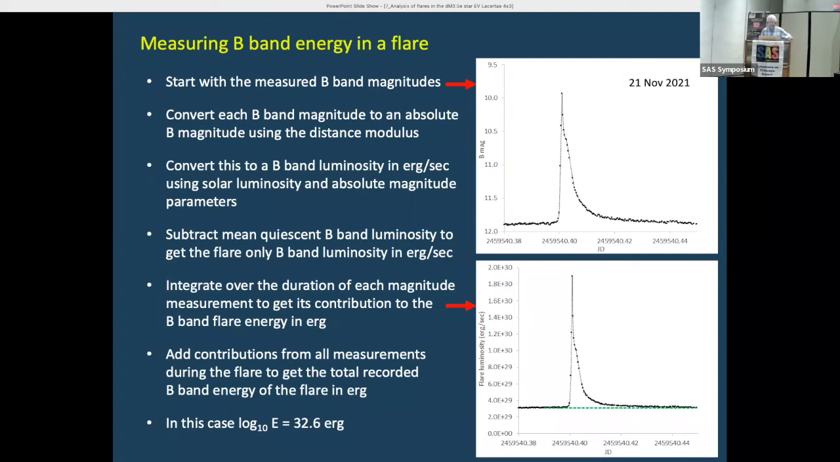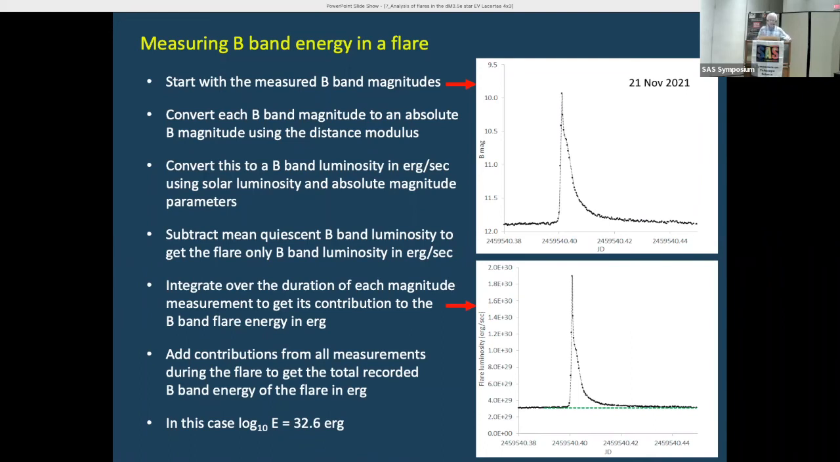Okay, so how do we measure the B band energy in a flare? That's what we're actually trying to get to. So you start with the measured B band magnitudes, and the upper plot there is simply the magnitude plot of the B band magnitude plot of that bright flare on the 21st of November. We convert each B band magnitude to an absolute B magnitude using the distance modulus. So that's taking the magnitude back to what you would measure if you were actually close to the star itself. We convert that to a B band luminosity in ergs per second using the solar luminosity in absolute magnitude parameters, just basically to scale from magnitude to luminosity.